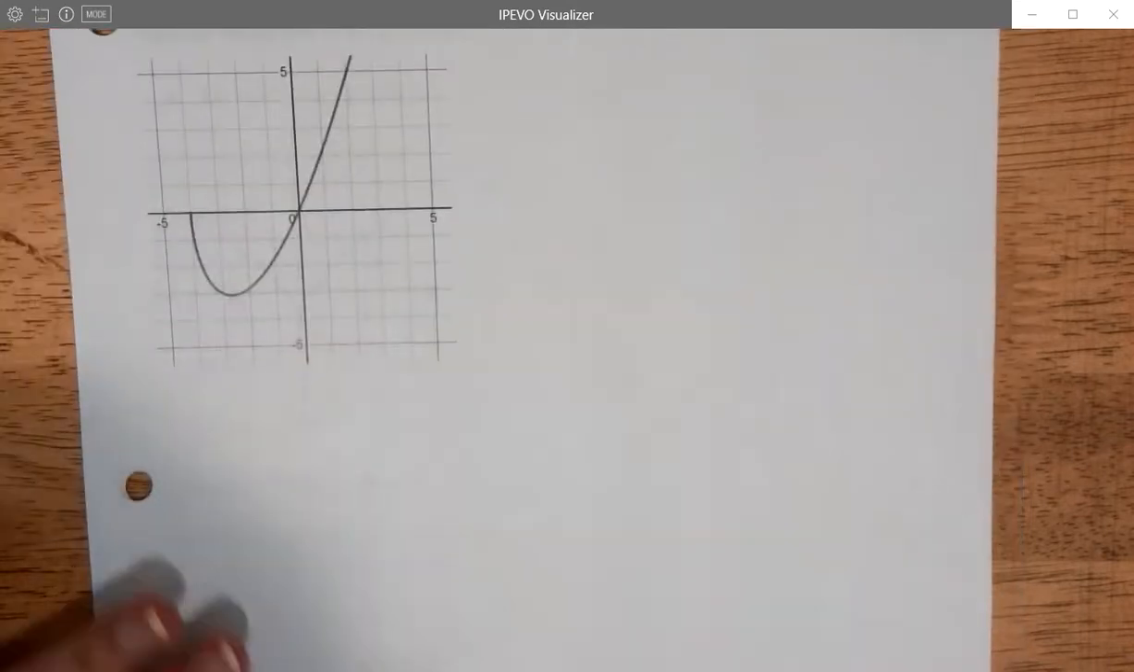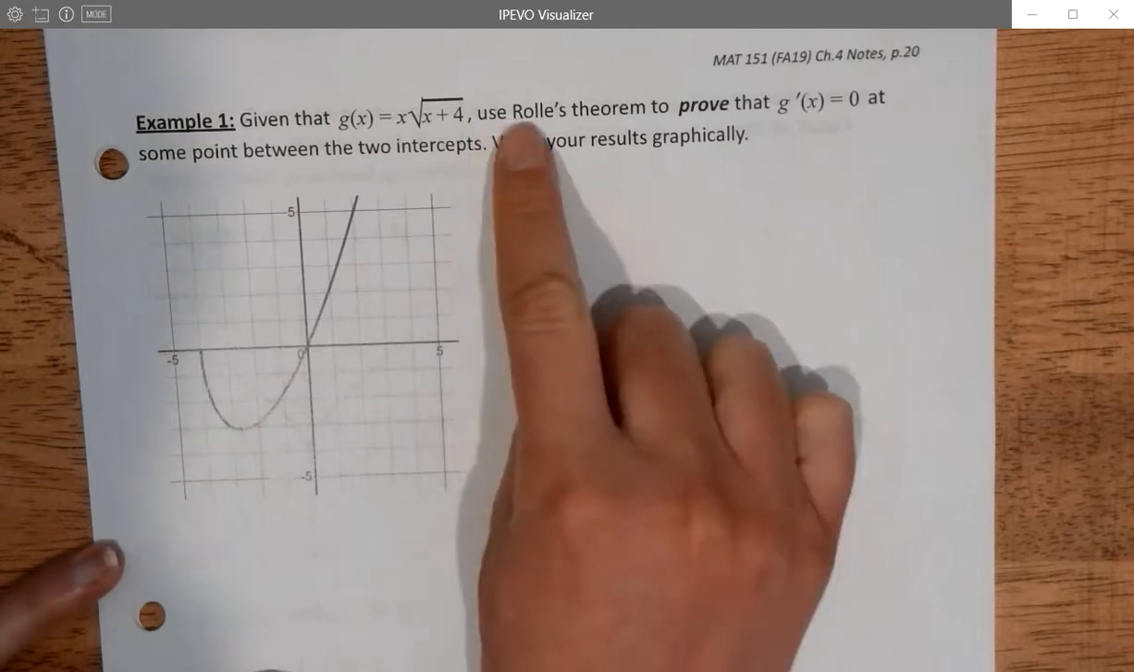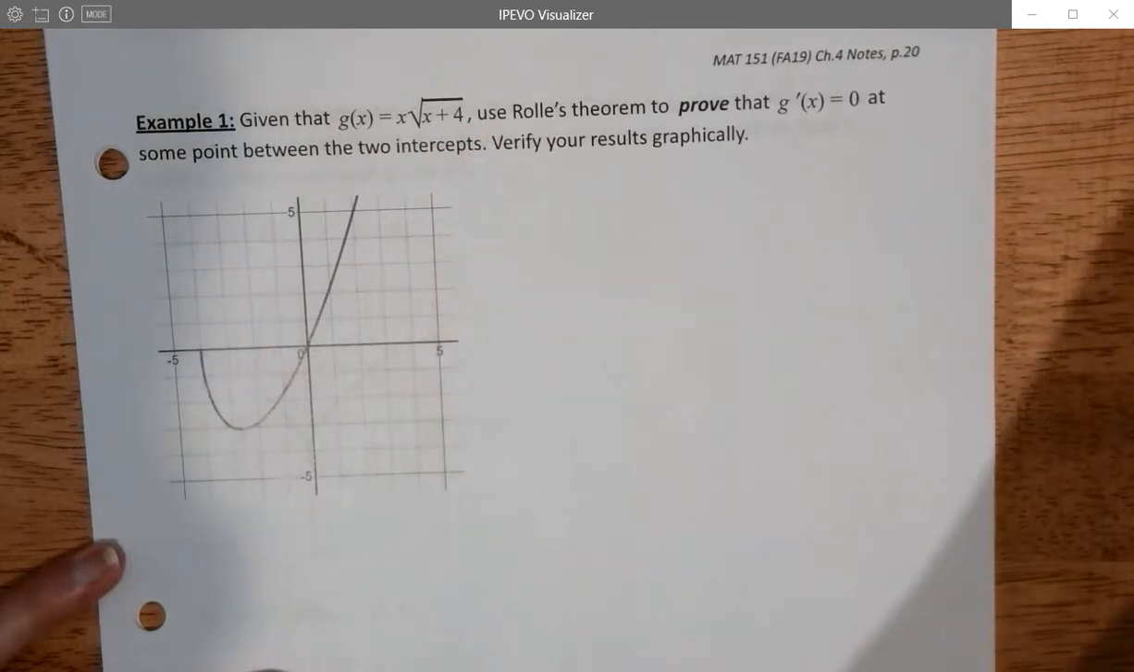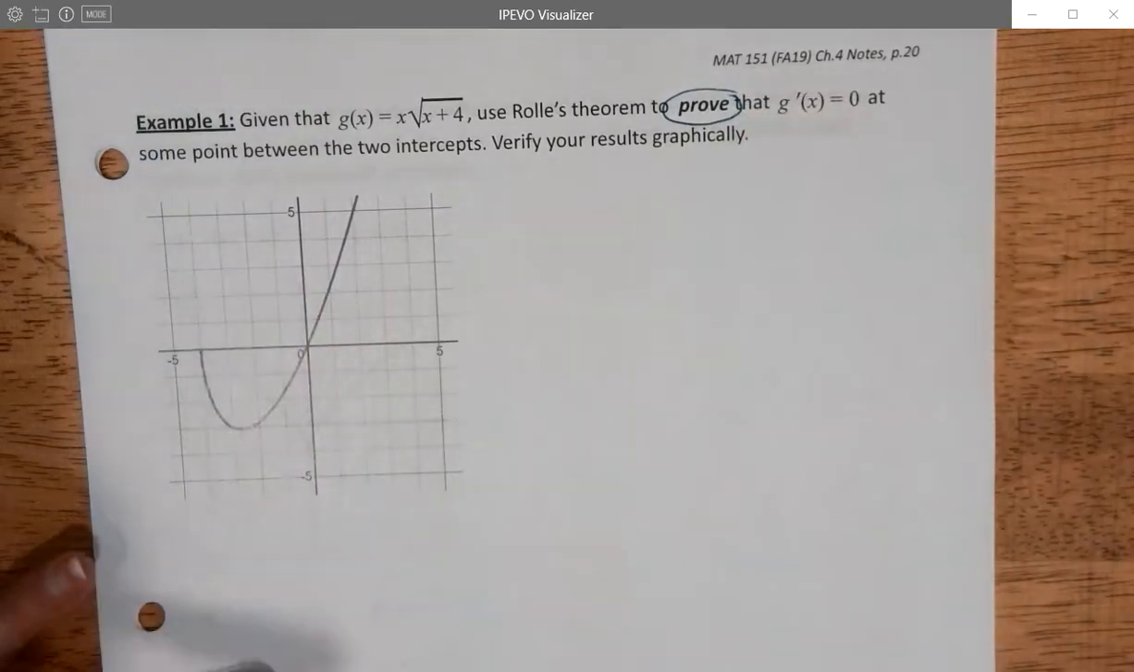Alright, so given a function here, g of x, I want to use Rolle's theorem to prove, and we're going to be proving here, so we're going to need to show the existence of all the conditions, that g prime of x is equal to 0 at some point between the two intercepts, and verify the results graphically.